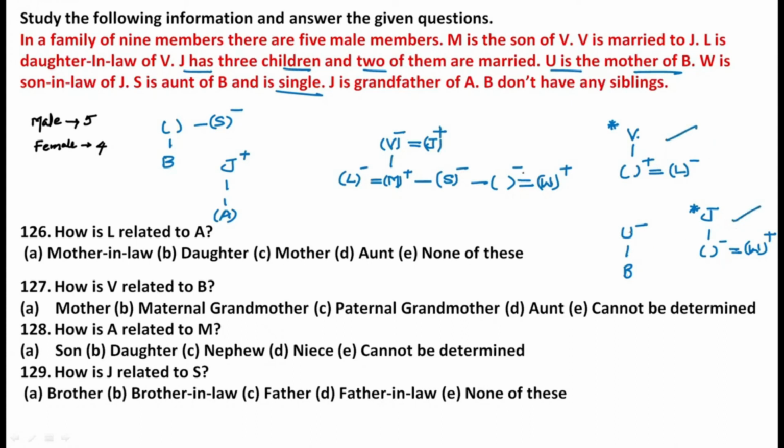And U is the mother of B. Now I can conclude that U is the mother of B. And B does not have any siblings. No siblings means no brother and no sister. Definitely, M's child is A, but we don't know A's gender. That is the whole information. See, guys, there are 4 females. Just count here: 1, 2, 3, 4. Definitely, A and B must be female. That is the entire diagram.